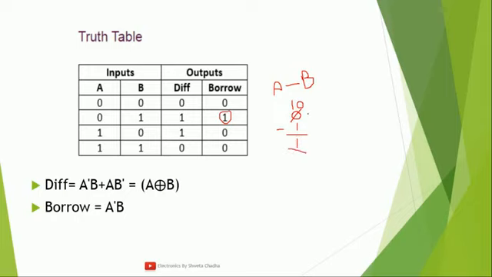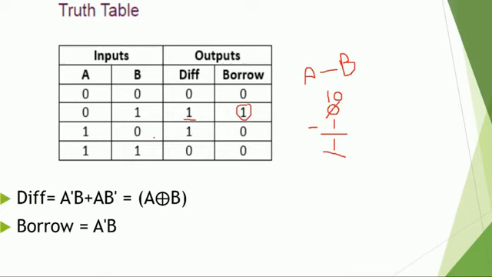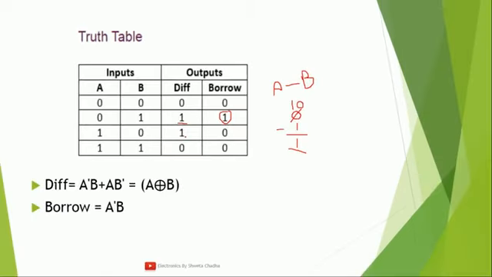Or if I talk about the decimal number system, 10 in binary is equivalent to 2. So 2 minus 1 is 1. Hence the difference is 1. Next is 1 minus 0. It's very simple: 1 minus 0 is equal to difference 1, borrow 0. And finally 1 minus 1 is 0. So this is the truth table for the half subtractor.